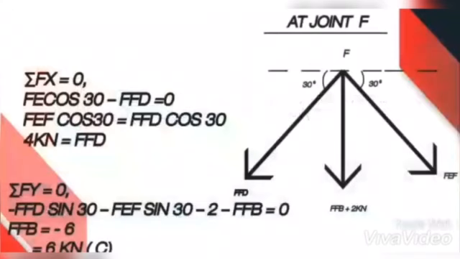Move on to point F. First, we make the equation of equilibrium of Fx and we find out that FEF equals FFD. Hence, FFD equals 4 kN tension as well. For Fy, since we know the values of both FEF and FFD, we solve this equation and find that FFB equals 6 kN compression.